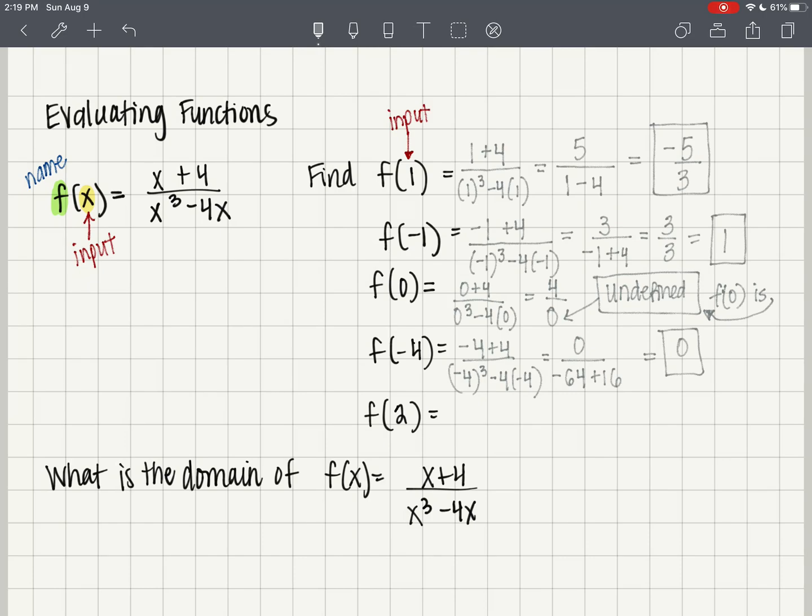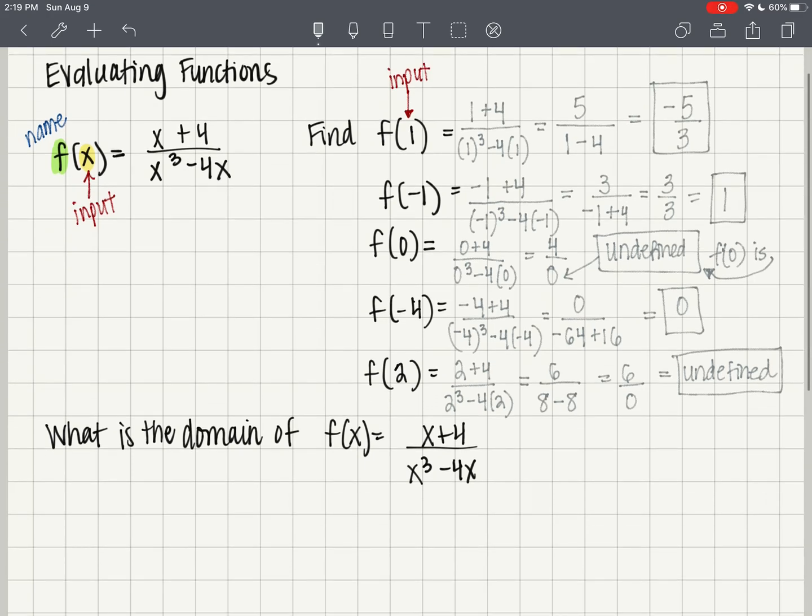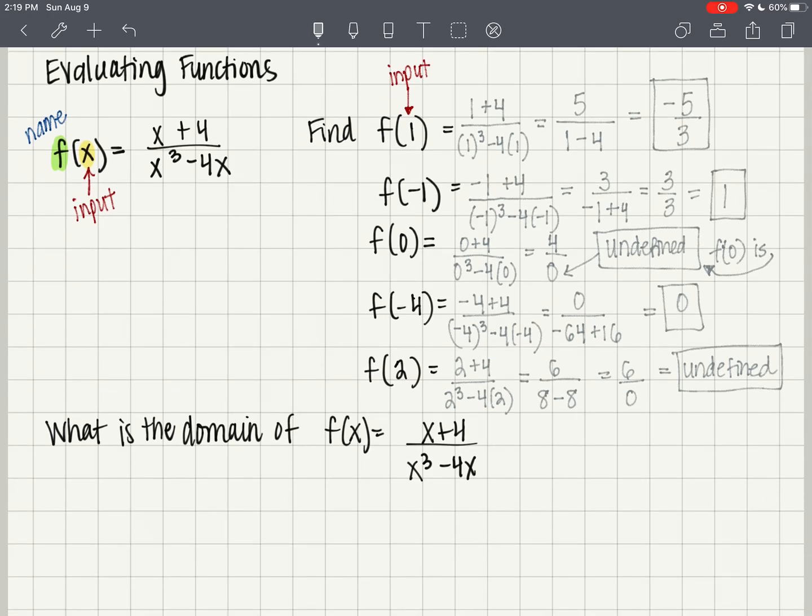And then we'll try f of 2. Hopefully you're maybe a step ahead of me, getting answers and then checking them along with me. 2 plus 4 is 6. 2 cubed is 8. Minus 4 times 2, that would be minus 8. 6 divided by 0 is, hopefully you got it, undefined. So we can see that there are some values that we can't put in.